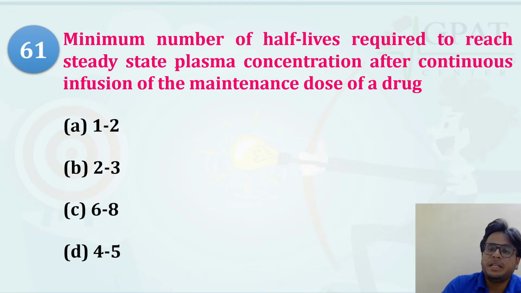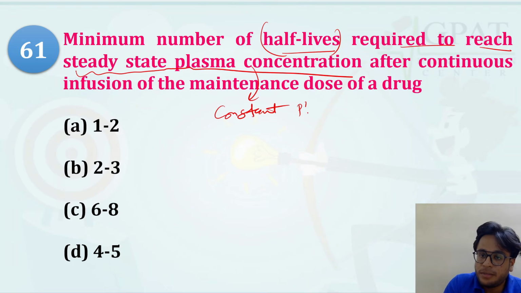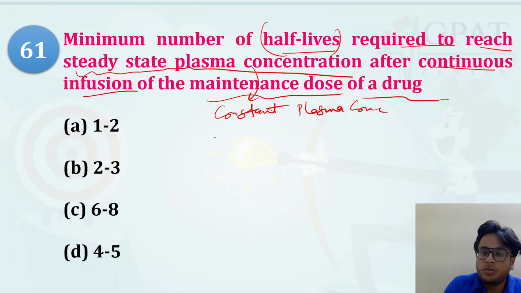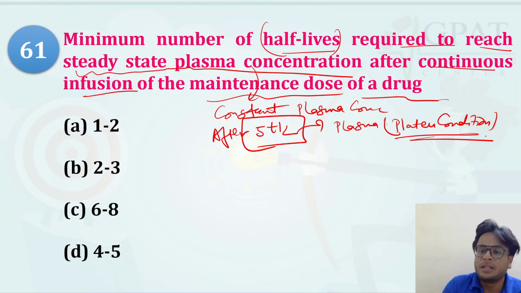Coming towards our next question: the minimum number of half-lives required to reach the steady state plasma concentration, we can say a constant plasma concentration, after continuous infusion of the maintenance dose of that particular drug. So yes, after 5 half-lives, the plasma will reach a plateau phase. After 4 to 5 half-lives, the plasma reaches a plateau.